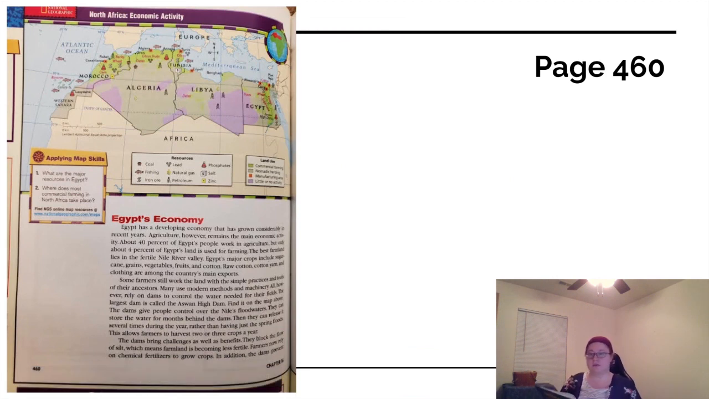Okay, back to the reading. Egypt's economy, and we're on page 460 in your book. Egypt has a developing economy that has grown considerably in recent years. Agriculture, however, remains the main economic activity. About 40% of Egypt's people work in agriculture, but only about 4% of Egypt's land is used for farming. The best farmland lies in the fertile Nile River Valley.